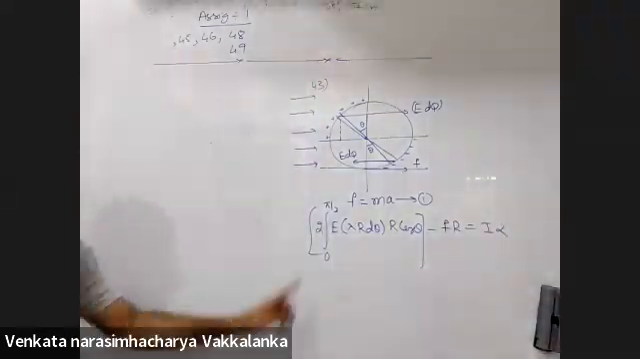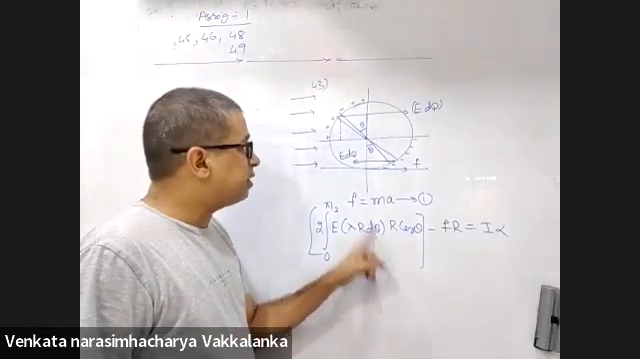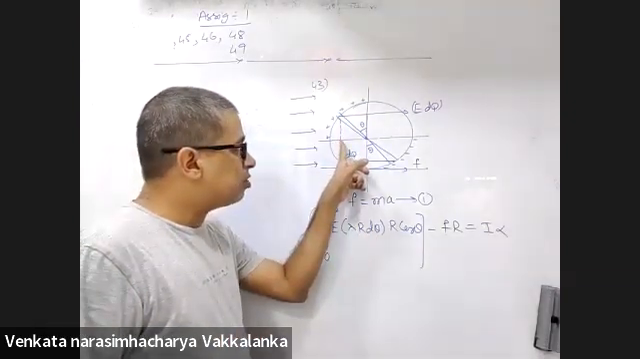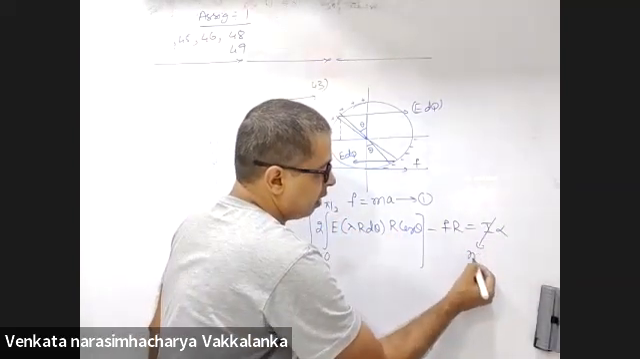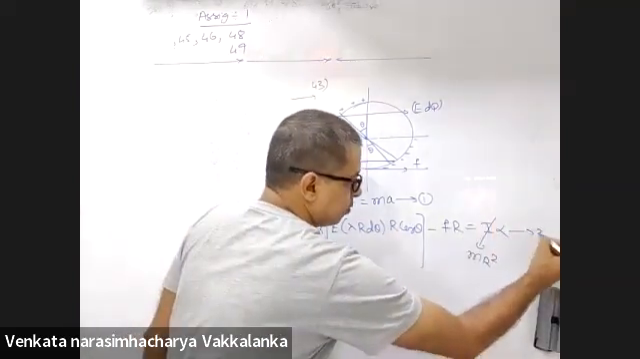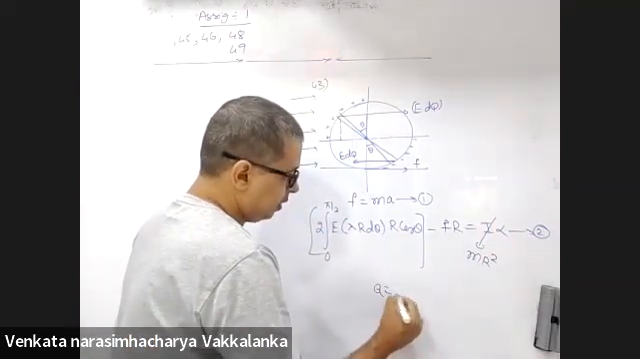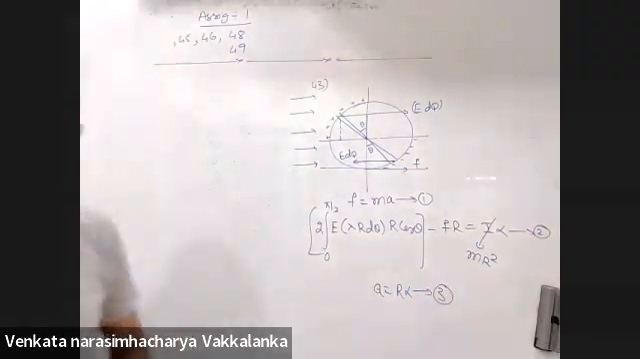Torque equation, understand it properly. E into dq. dq is lambda r d theta. Into the perpendicular distance is r cos theta. Minus F into R is I into alpha. I is mr square. This is my second equation. A is equal to R alpha is the third equation.